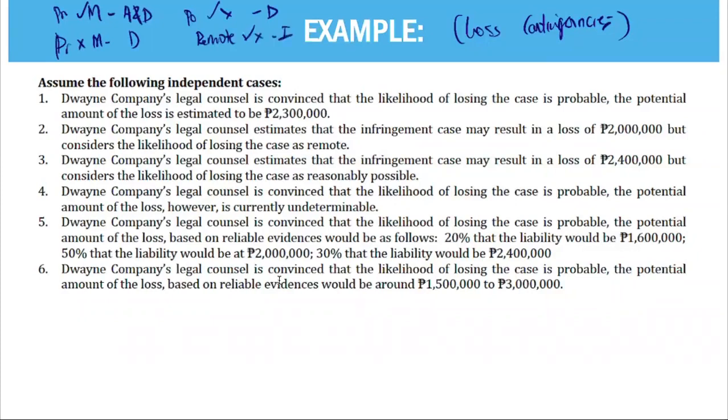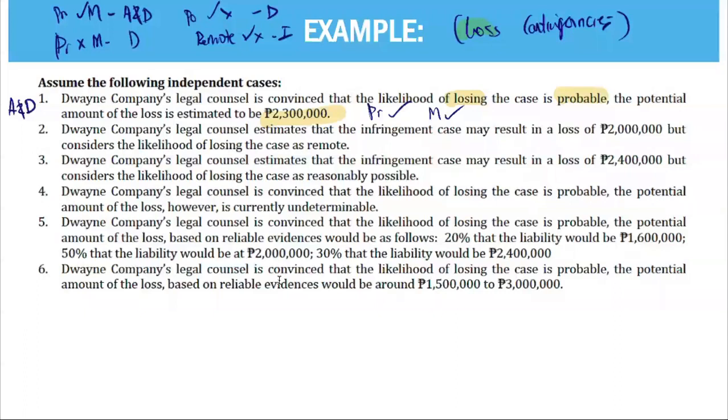Number one. Dwayne Company's legal counsel is convinced that the likelihood of losing the case is probable. The potential amount is 2.3 million. So it is probable, at the same time measurable. Therefore, accrue and disclose.